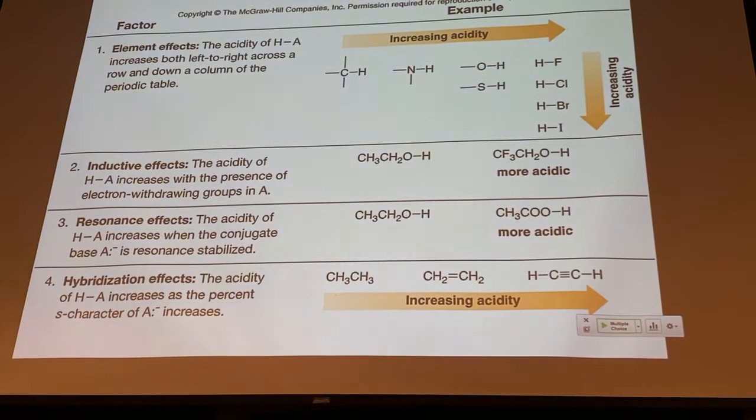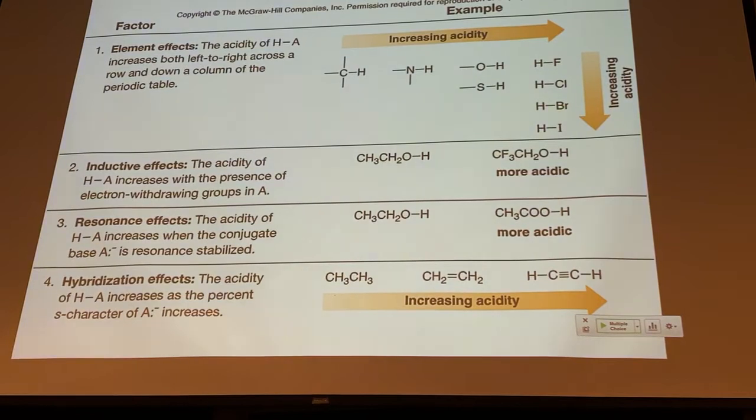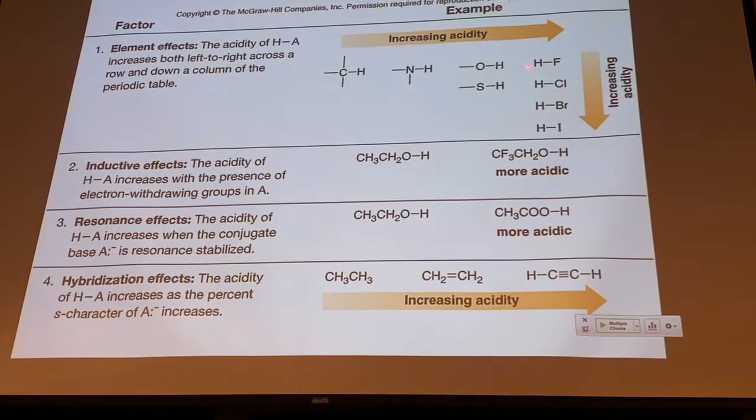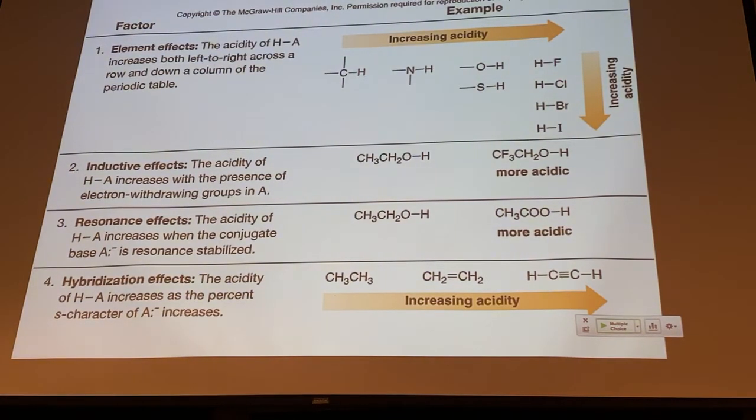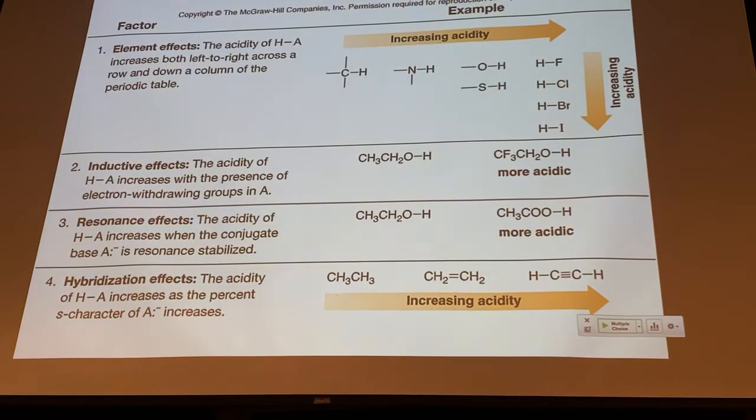Yeah, that's the element effect. That's the size if it's the column. If it's in the same row, it's the electronegativity that matters. So if we're comparing across a row here, you'd say HF is the most acidic. HF is more acidic than water, which is more acidic than ammonia, which is more acidic than methane. So the element effect has two components. Going across a row, it's electronegativity. Going down a column, it's the size. Okay, other questions?